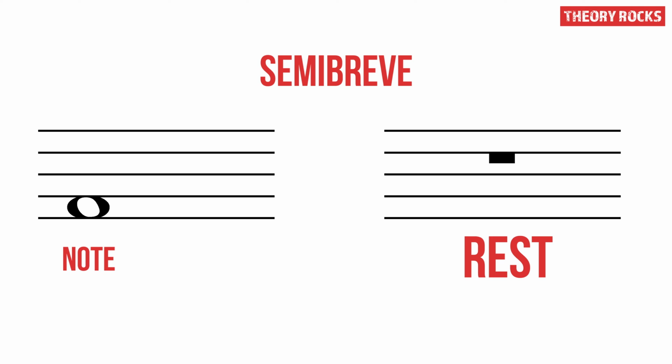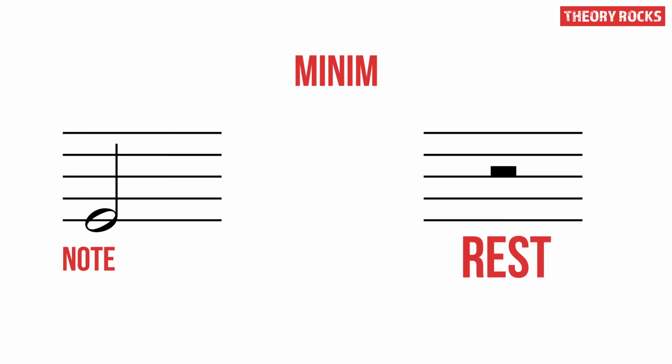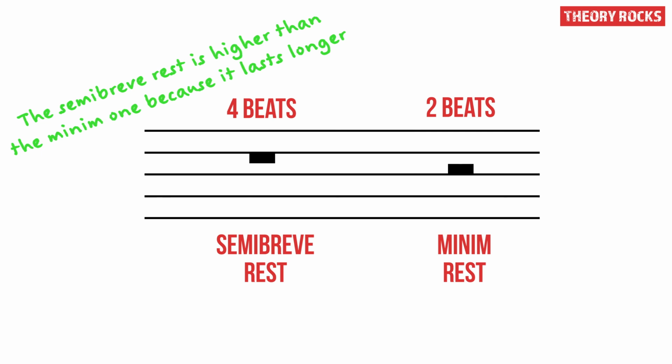Another note we looked at last lesson was the minim. This note lasts for 2 beats. A 2-beat rest looks like this. A small rectangle that sits on the 3rd line of the stave. Now this is where a lot of people get their rests mixed up because it looks similar to a semibreve rest. Remember, the semibreve rest lasts longer, so it's the higher of the 2. The minim rest is shorter, so it's the lower one.